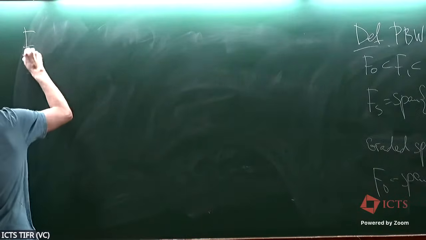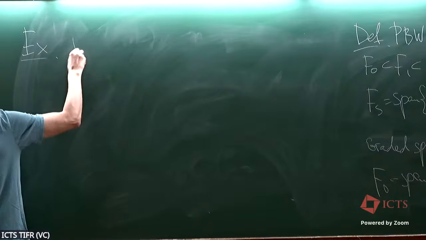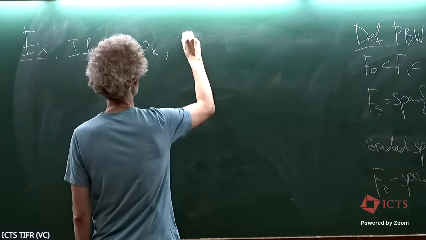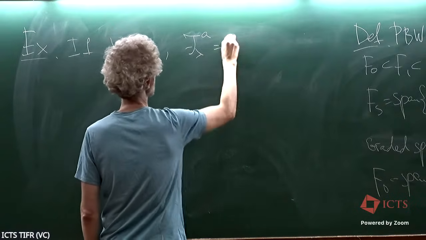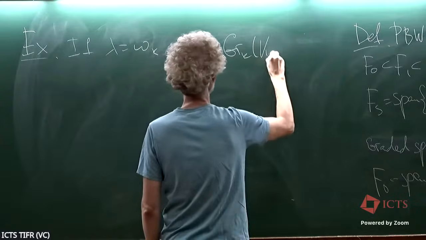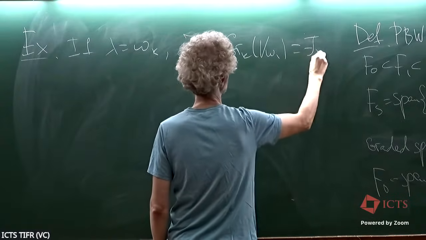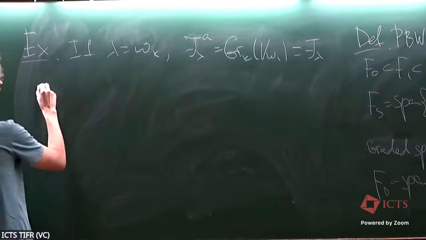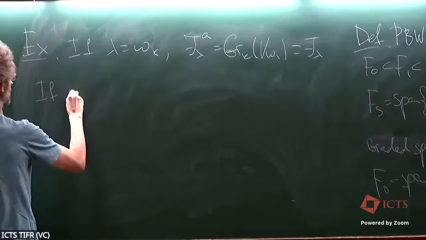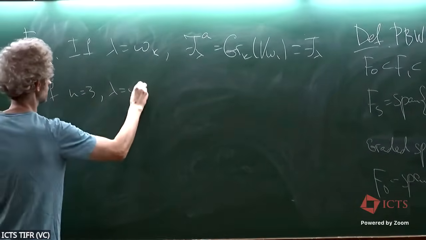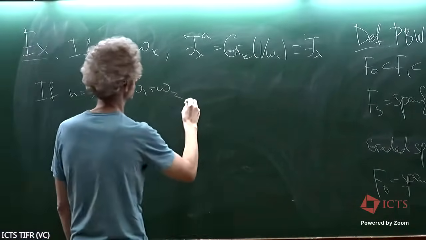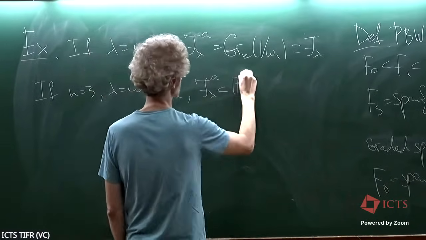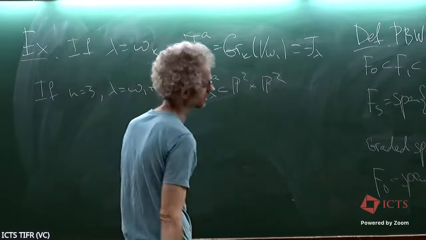One example is trivial. If lambda is a fundamental weight, any fundamental weight, then F lambda A is still the Grassmannian of K-planes in V omega 1, which is just F lambda itself. So nothing changes here. I'll explain tomorrow why. And an interesting example: if, say, n is 3 and lambda is omega 1 plus omega 2, then F lambda A also sits inside P2 times P2.